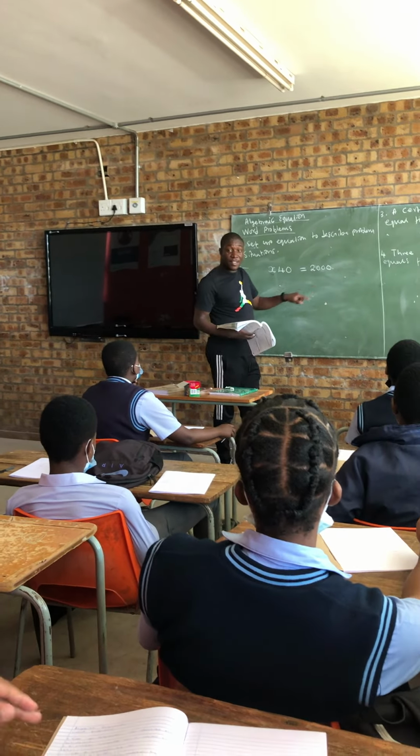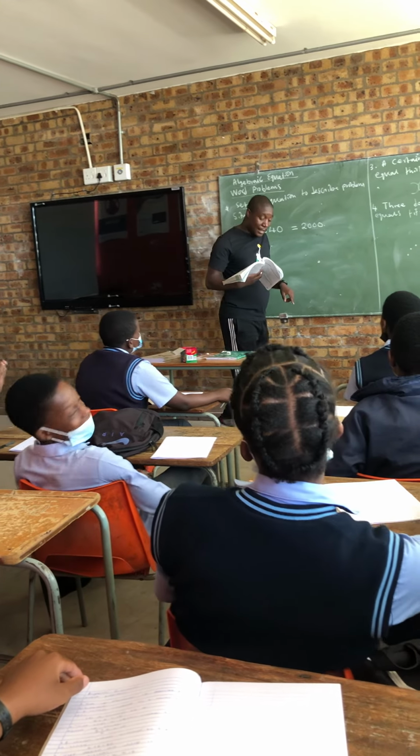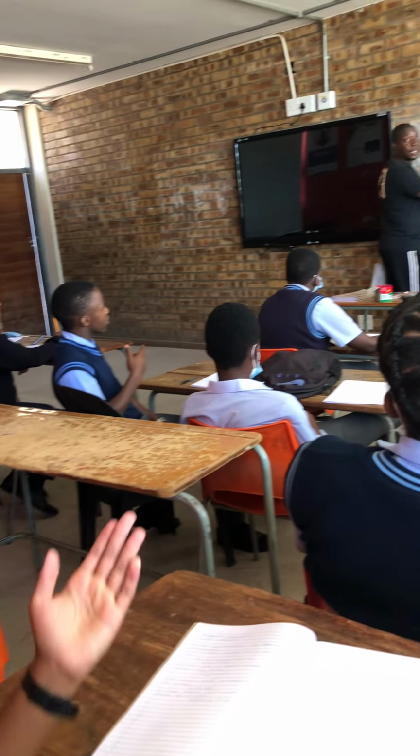I'm agreeing with you, but it's not written like that. So it's 40x. It's 40x, x number of bouquets multiplied.